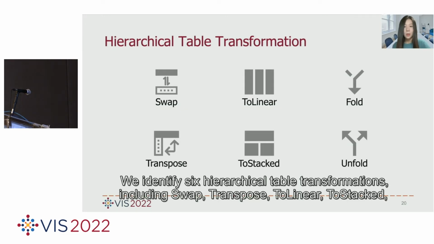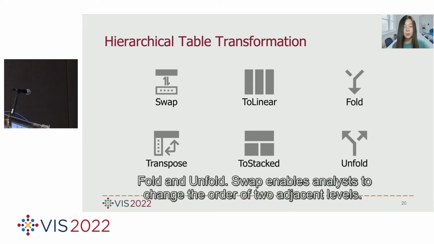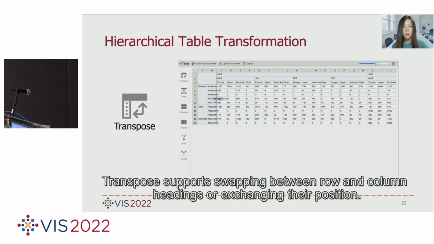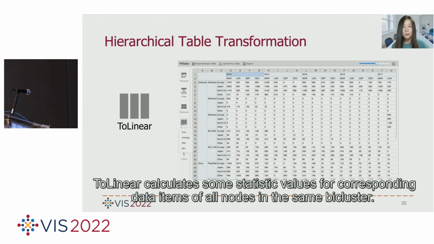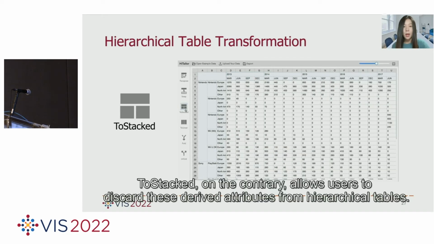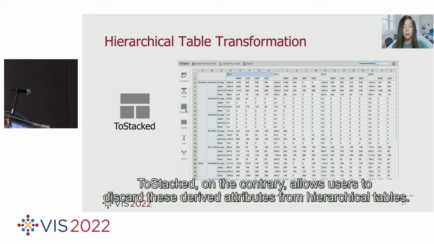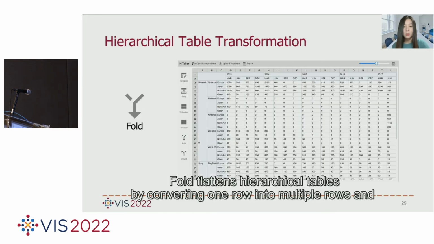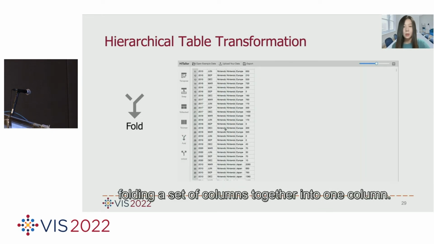We identify 6 hierarchical table transformations, including swap, transpose, to linear, to stacked, fold, and unfold. Swap enables analysts to change the order of 2 adjacent levels. Transpose supports swapping between row and column headings or exchanging their position. To linear calculates some statistic values for corresponding data items of all nodes in the same bicluster. To stacked, on the contrary, allows users to discard these derived attributes from hierarchical tables. Fold flattens hierarchical tables by converting one row into multiple rows and folding the set of columns together into one column.